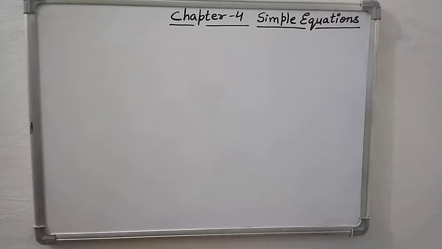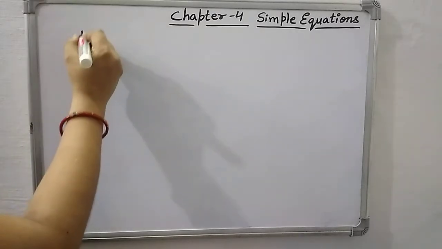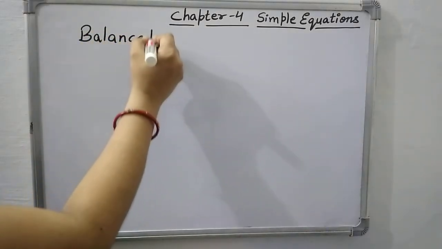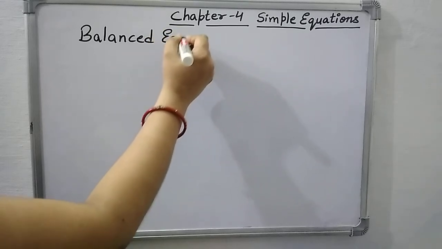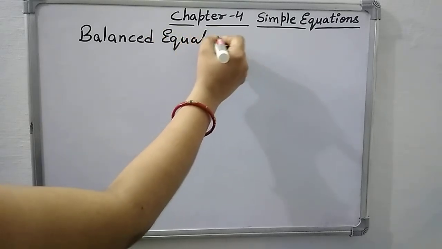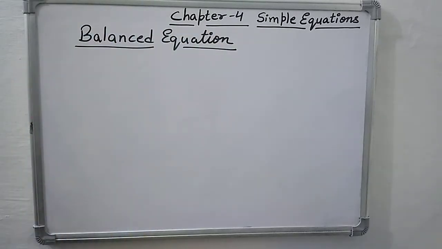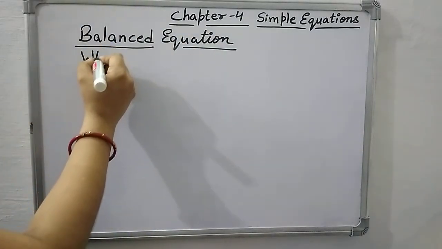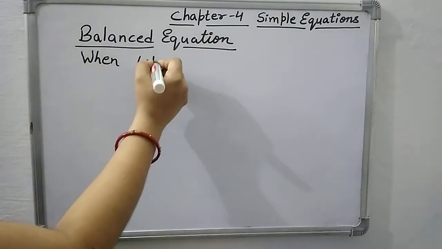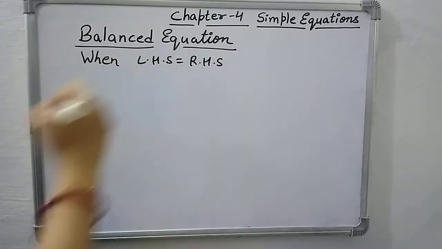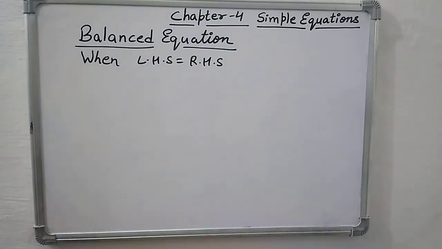Today we will proceed our chapter Simple Equations. Next concept is balanced equation. Now what is balanced equation? When LHS is equal to RHS of any equation, that is called balanced equation.